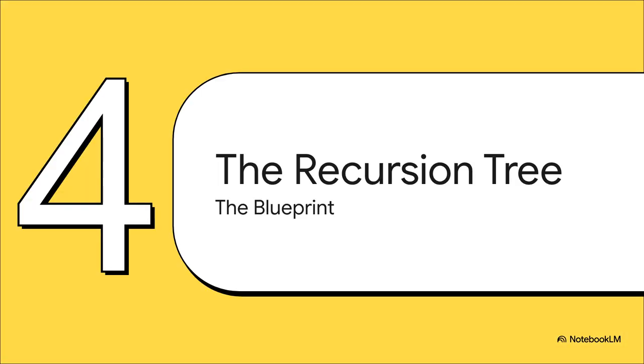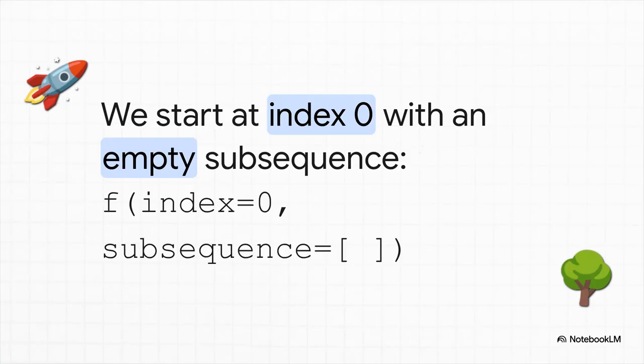So what does this all actually look like when it runs? Well, we can visualize every single decision, every path our function takes, using something called a recursion tree. It makes it all make sense. So we start at the very top of the tree. We're looking at the first element, at index 0. Our current subsequence, let's call it our shopping bag, is completely empty. And now we face our very first choice for the element 3.